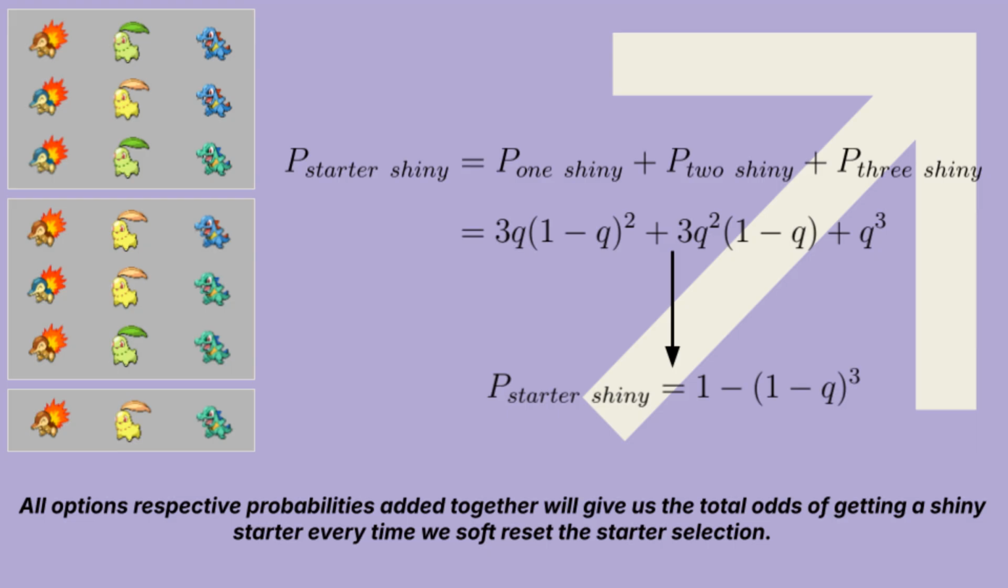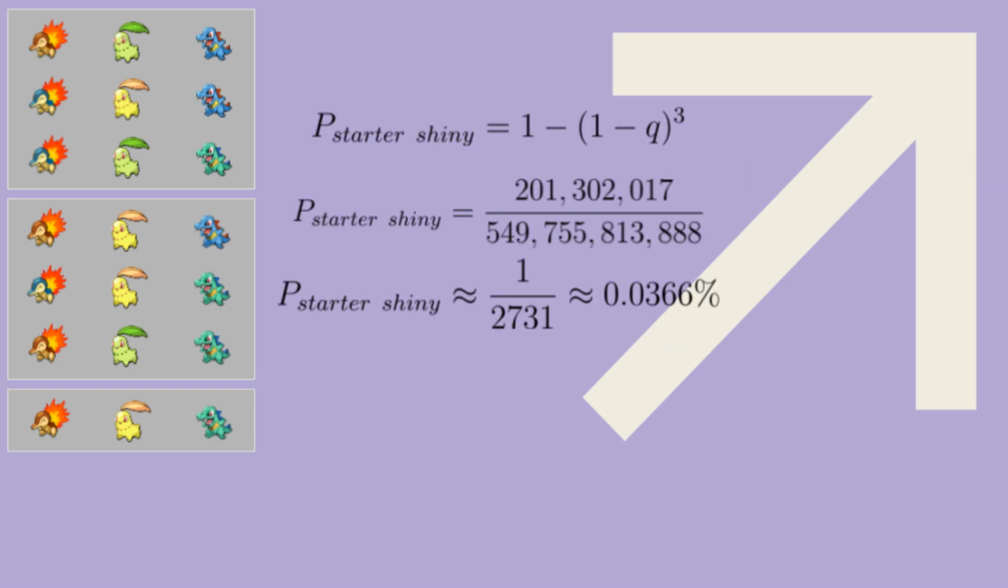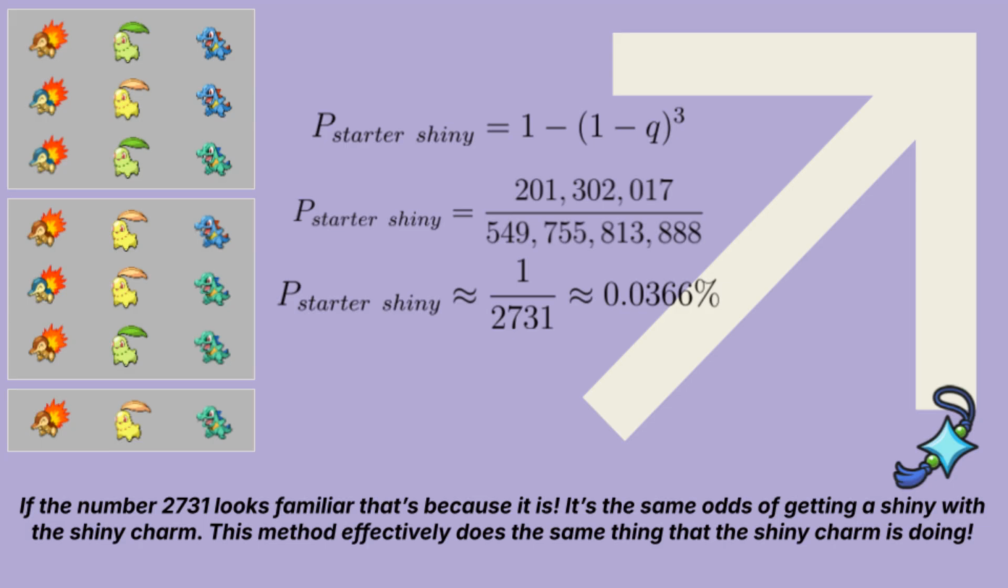Again, using q is 1 in 8,192, we get a probability of 201,302,017 over 549,755,813,888, which is roughly 1 in 2,731, or 0.0366%. This is roughly 3 times more likely than the usual odds of obtaining a shiny if we could only check 1 at a time.